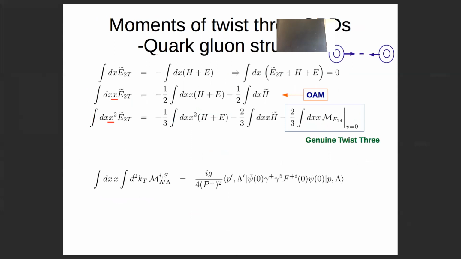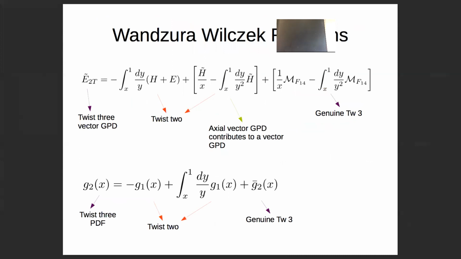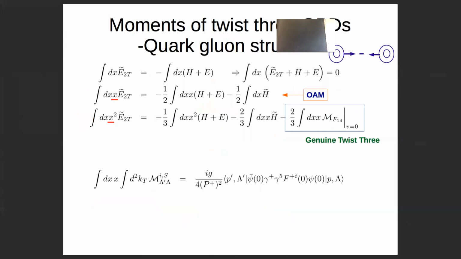Okay, and then we can take moments. Once we have it in a form such as this, we can take moments of the twist-3 function, and because you see here that there's H plus E and H tilde occurring in this form, you see explicitly that this is g's. Like you add H plus E on both sides. So E2 tilde plus H plus E gives you exactly the difference of J minus sigma, as in the g pictures. That's why this x moment gives you OAM. And when you go to the x squared moment, you actually see the explicit quark-gluon-quark term come in.